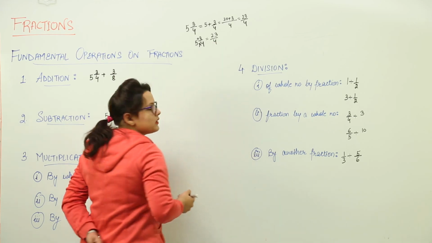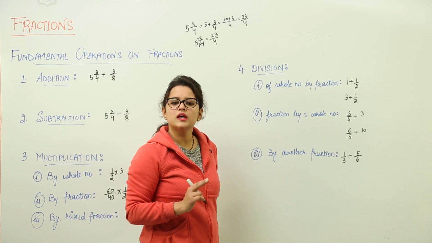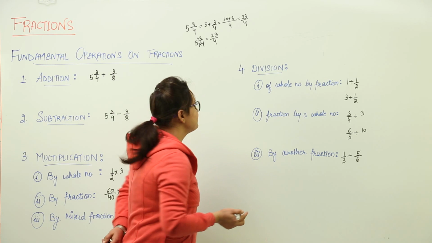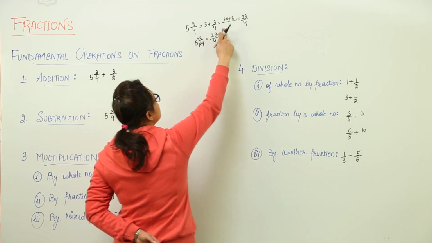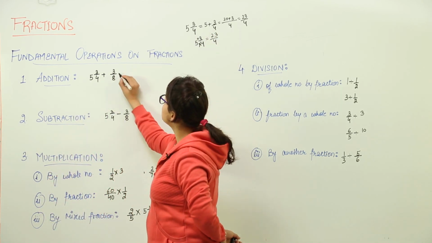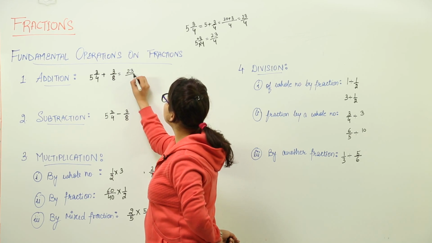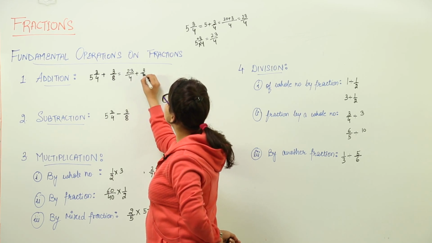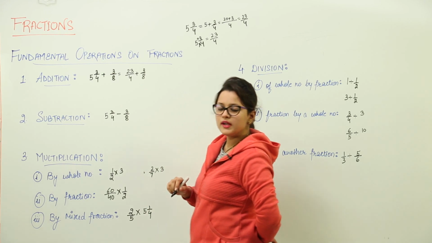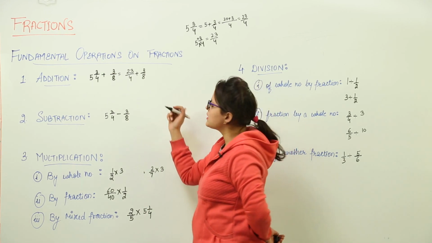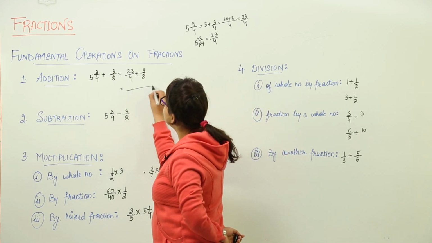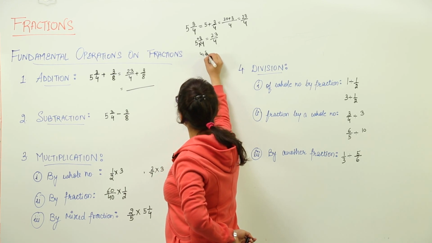This is one direct method. Nothing will go wrong. The answer from both the methods will be the same, but this reduces your number of steps. So we get this as 23 upon 4 plus 3 upon 8. Right. Now we have to add these two fractions. How to add them up? We will take out the LCM of 4 and 8.